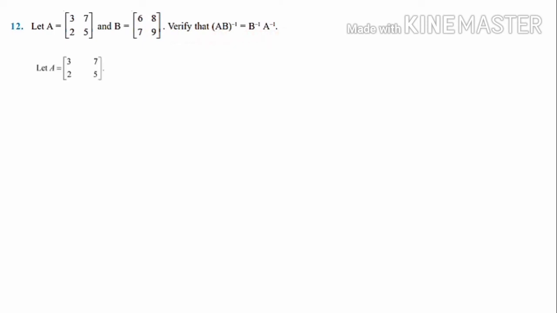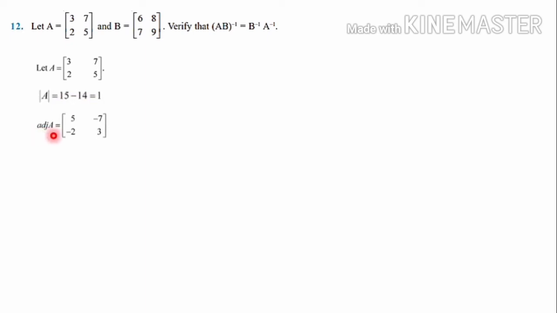Next we shall discuss question number 12. Let A be the matrix 3, 7, 2, 5 and B be the matrix 6, 8, 7, 9. Verify that (AB) inverse is equal to B inverse A inverse. So A is 3, 7, 2, 5. We have to calculate determinant A, that is 3 into 5, 15, minus 7 into 2, 14. So 15 minus 14 is equal to 1.